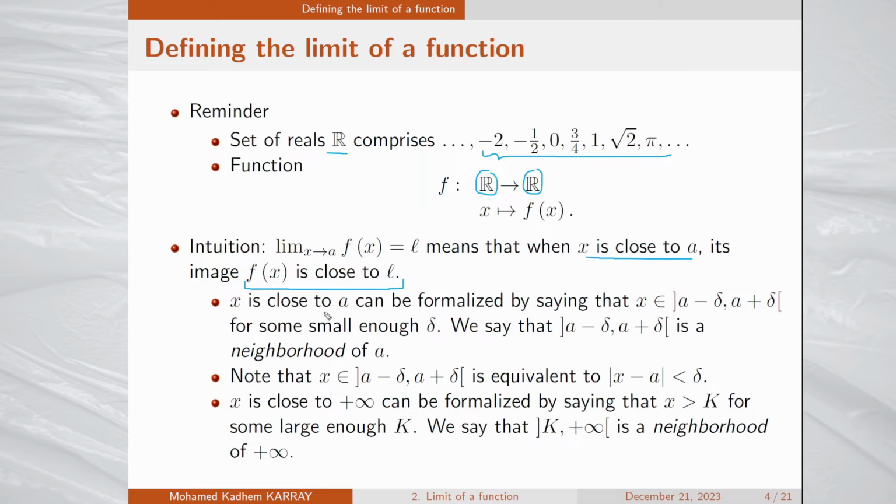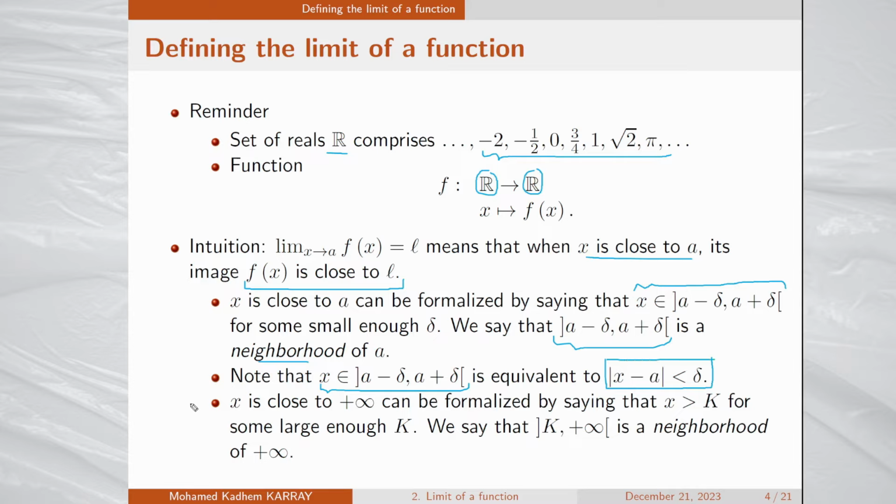X is close to a can be formalized by saying that x is within an interval a minus delta, a plus delta, for some small enough delta. We say in this case that the interval here is a neighborhood of a. So keep in mind this notion of neighborhood of a point. It is an interval containing this point. Note also that the fact that x is within this interval is equivalent to the fact that x minus a is in absolute value smaller than delta.